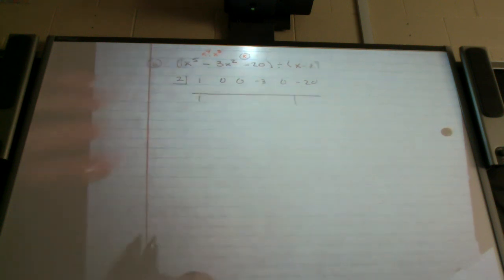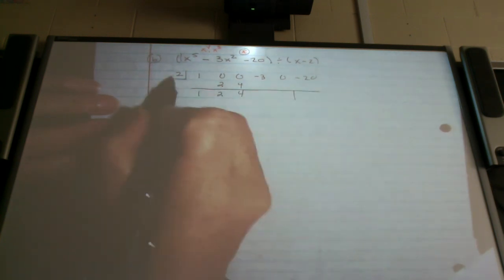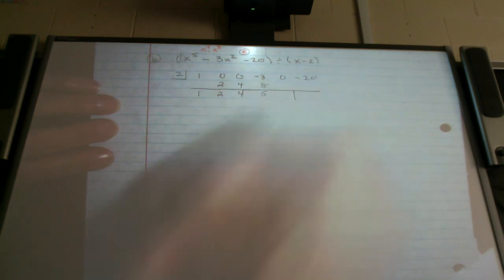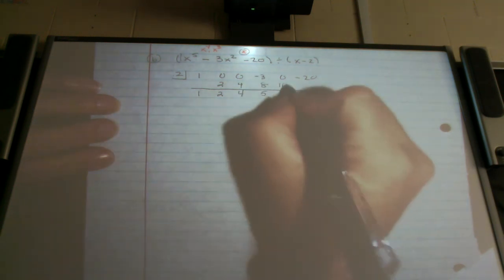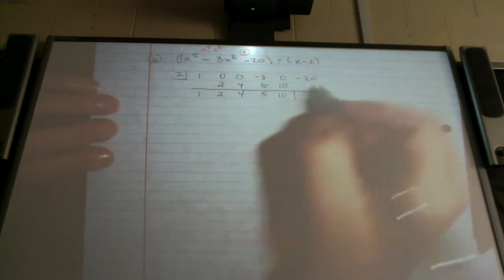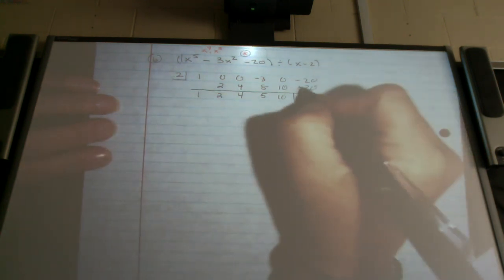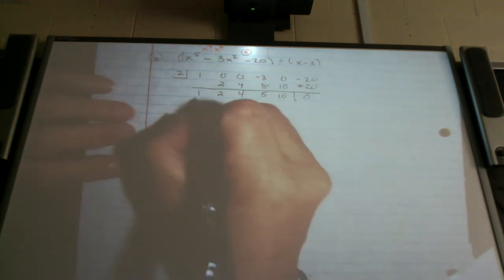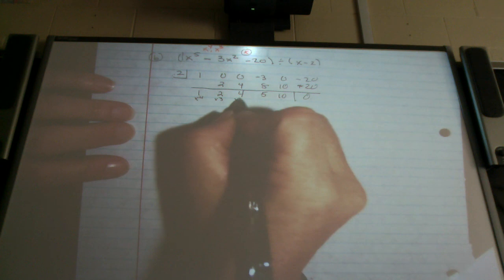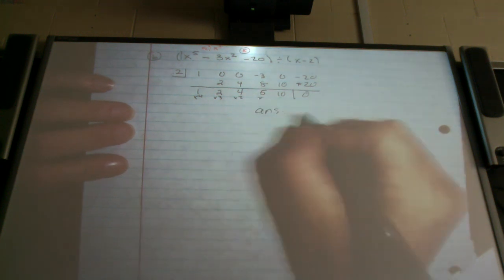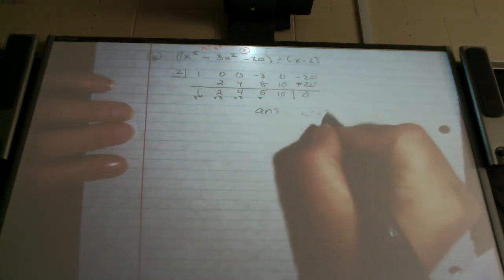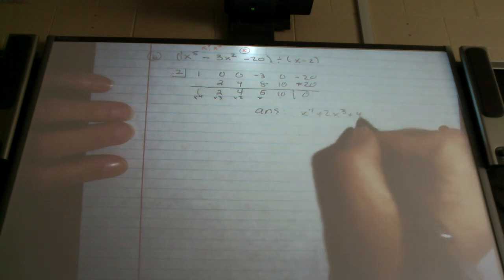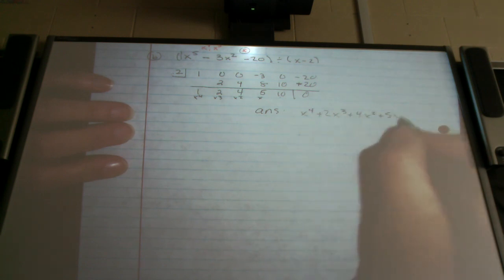Drop your 1. 2 times 1 is 2. Add them up. 2 times 2 is 4. Add them up. 2 times 4 is 8. Add them up. 2 times 5 is 10, add them up, and 2 times 10 is positive 20, add them up. So our answer, and we start with the fifth, so this is going to be the fourth, the third, the second, the first. Our constant is going to be x to the fourth plus 2x cubed plus 4x squared plus 5x plus 10.